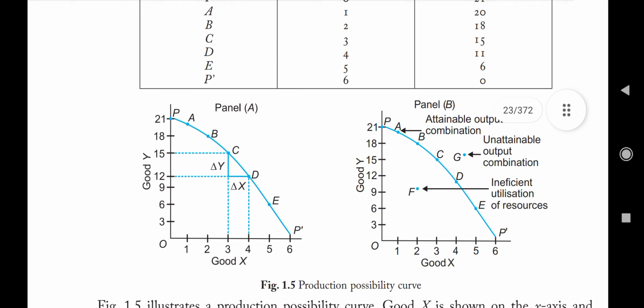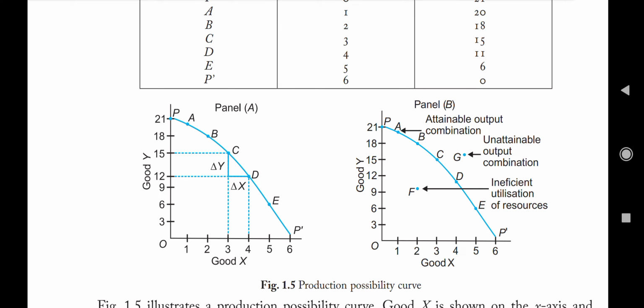You see that one point F is inside the production possibility curve, and we say it is the inefficient utilization of resources, or underutilization of resources. And there is one point G also, which you can see on the screen. It is called an unattainable point or unattainable output combination, or we can say over-utilization of resources. And whatever points lie on the production possibility curve, we say these are attainable output combinations. So these exactly relate to the production possibility curve figure.